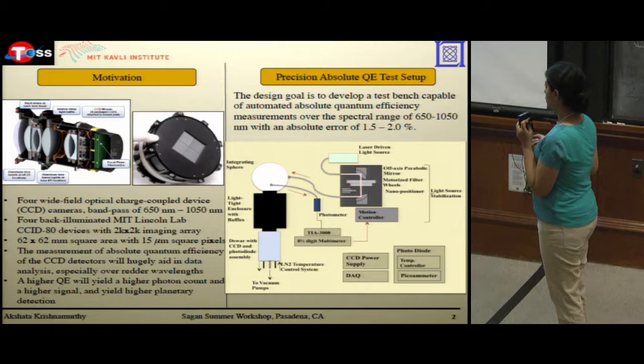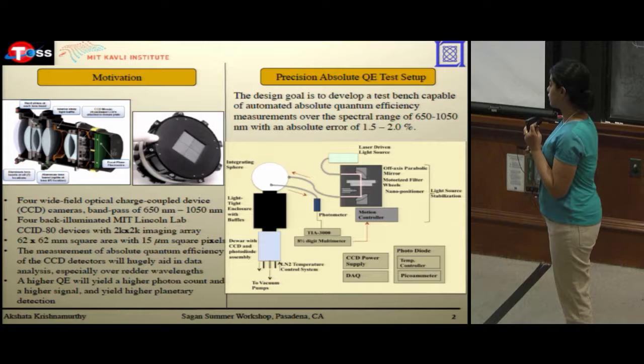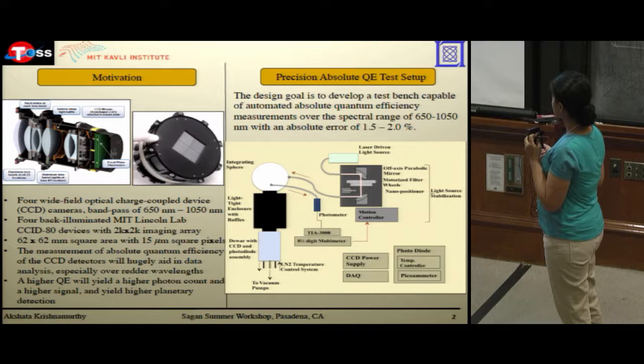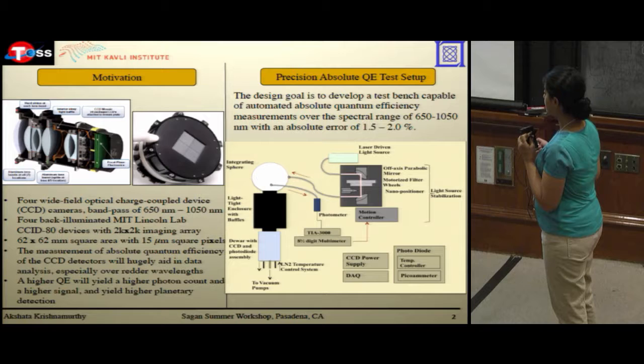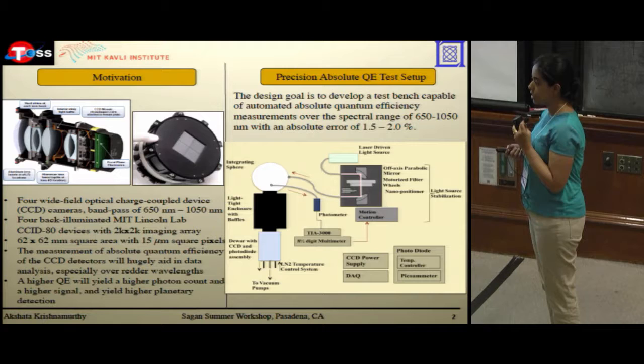So the measurement of quantum efficiency is very important for this application, mainly because we want to know how accurately or how well we can measure the quantum efficiency between 650 to 1050, which is the redder region where the quantum efficiency drops very precipitously. So using a laser-driven light source, a light stabilization unit that brings down the variations to almost a few parts per million when averaged over 60 seconds, an integrating sphere to produce uniform illumination of the CCD and the reference diode, which is in the chamber. And that's the setup that I will be describing in my poster as well. My poster is number 24, and you can find me this afternoon.